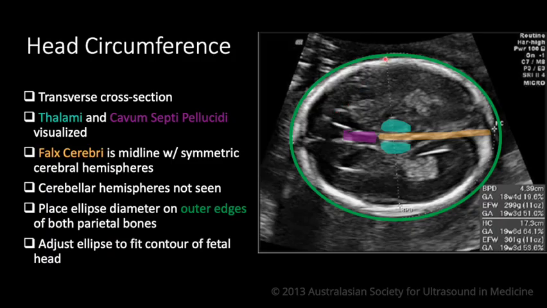So in this case, instead of taking the cross section, we fit an ellipse to go over the outer edge of the bony structures of the calvarium of our babies. And so you can adjust the ellipse by placing the diameter on the outer edge and then using your machine settings to fit the contour of the ellipse to the shape of the fetal head to get an assessment.